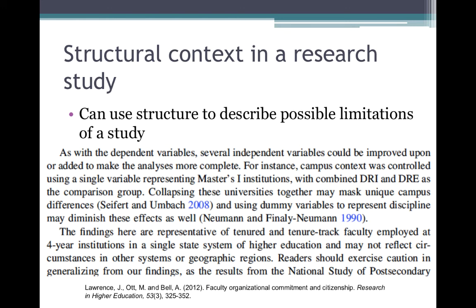So hopefully this has given you a good sense of different structural attributes of college and university systems as well as individual organizations that can be applied to both your research projects as well as your practice.